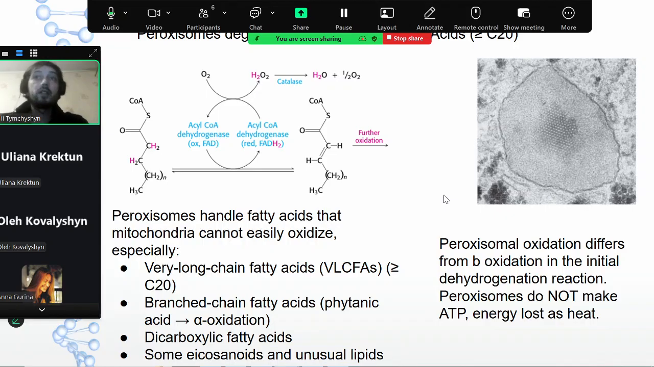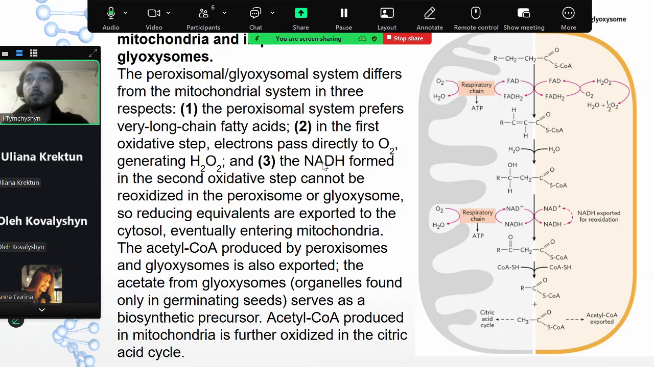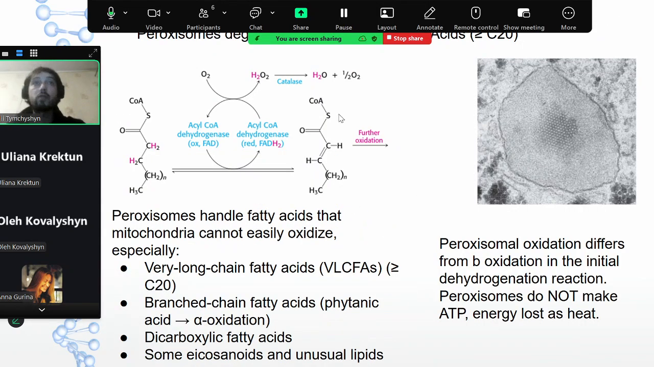Peroxisomal oxidation differs from the beta oxidation in the initial dehydrogenation reaction. So here is that initial dehydrogenation reaction, and peroxisomes do not make ATP, and some energy is just lost in the form of heat. I will show you some bigger scheme with a comparison of the oxidation in mitochondria and peroxisomes in a moment.